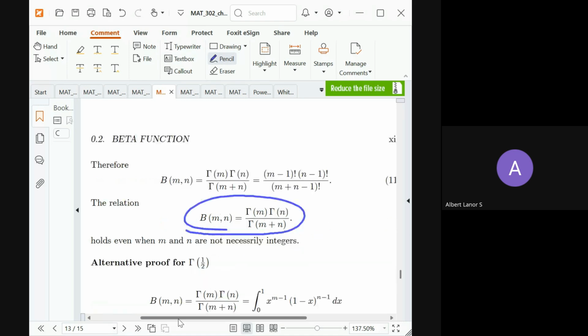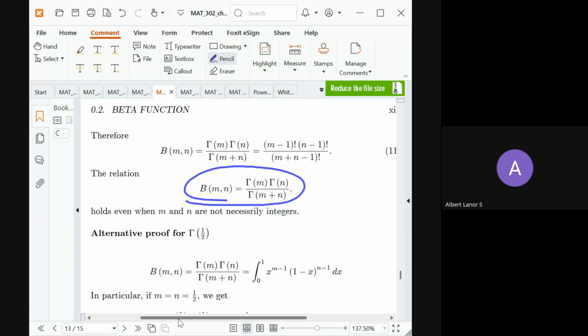Okay, now we can use this to prove for the gamma of half. So what you do is that you set your m to be half, you set your n to be half, and then you substitute it into this equation. If you do, you get gamma of half squared. What is gamma of half? Root pi. Gamma of half is root pi.